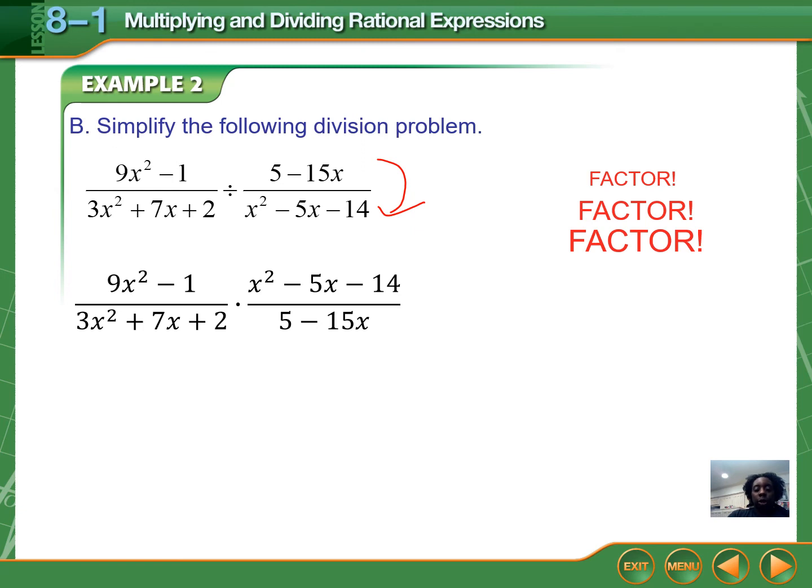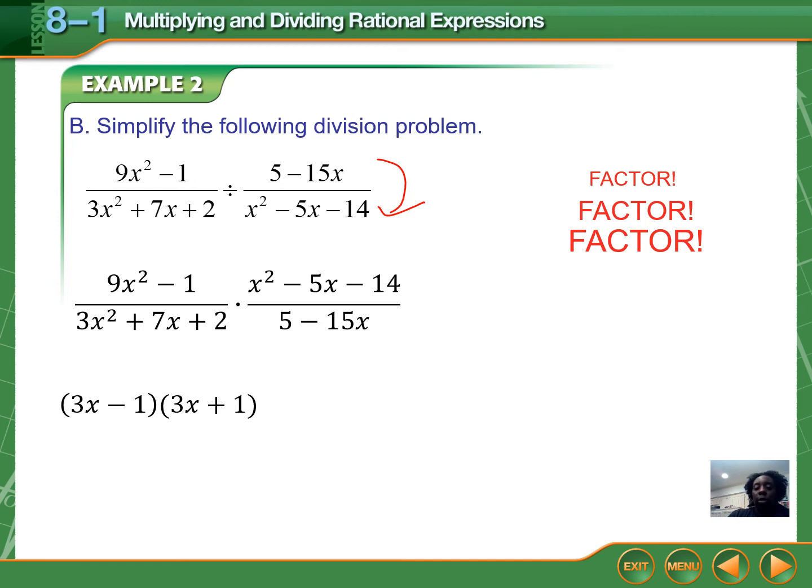Fortunately, the very first one, you should notice, is the difference of squares. So we're going to do 9x squared minus 1. So that's a difference of squares. That's easy. So it's 3x minus 1, 3x plus 1.